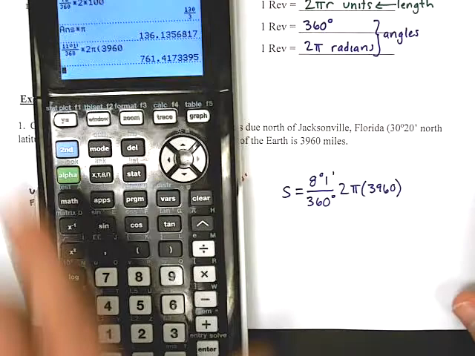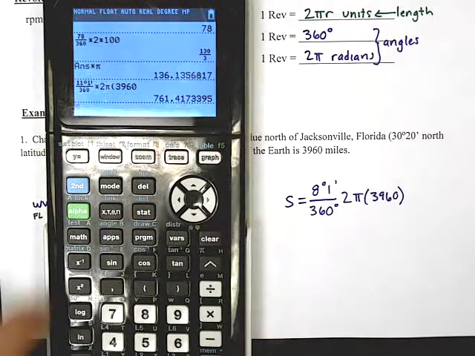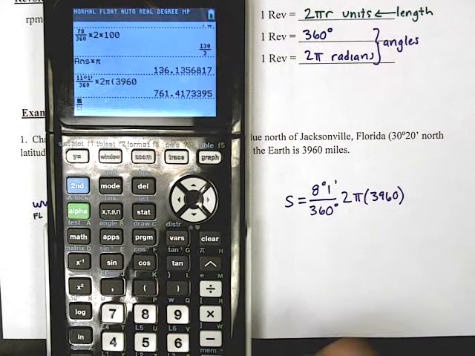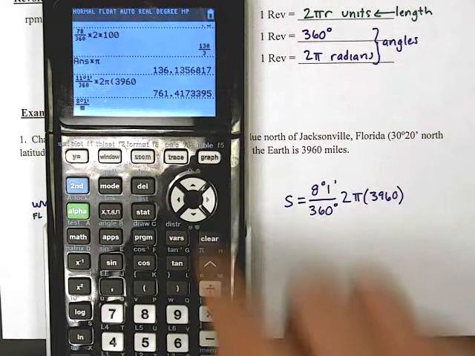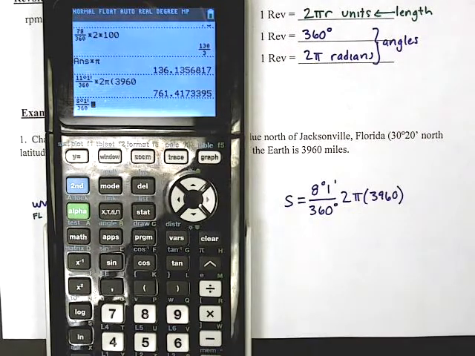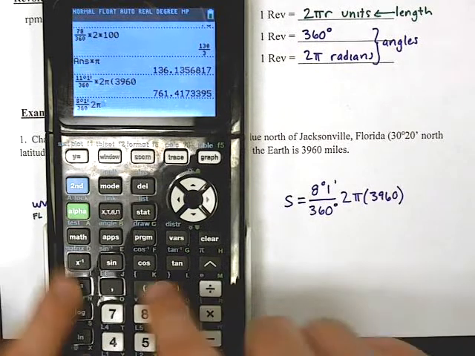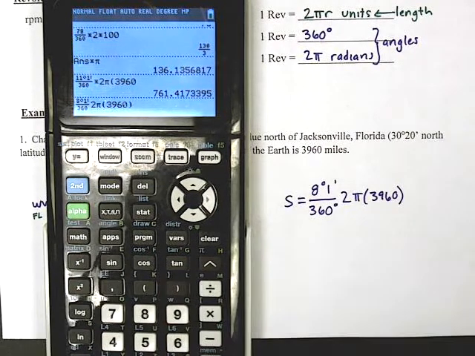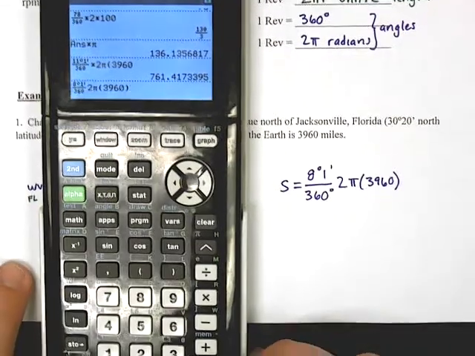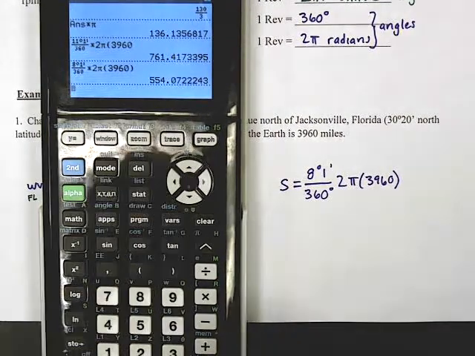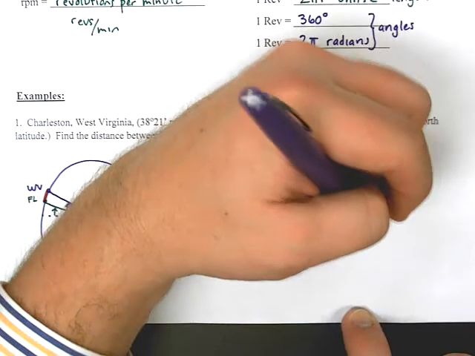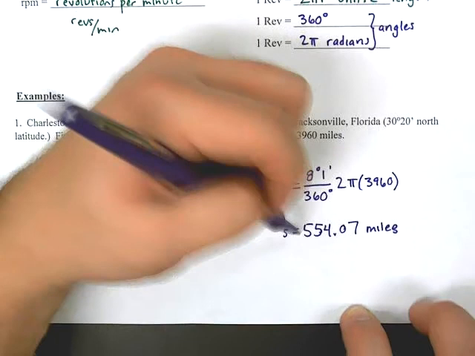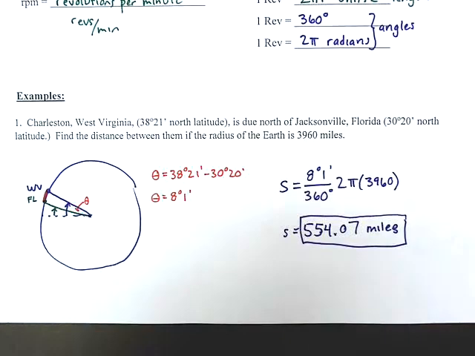I'm going to type 8 degrees 1 minute over 360, all times 2 pi times 3,960. It's as easy as that. You type it out, you hit enter, you get your answer, and we are good to go. So 554.07 miles. Okay? And we're on to the next page.